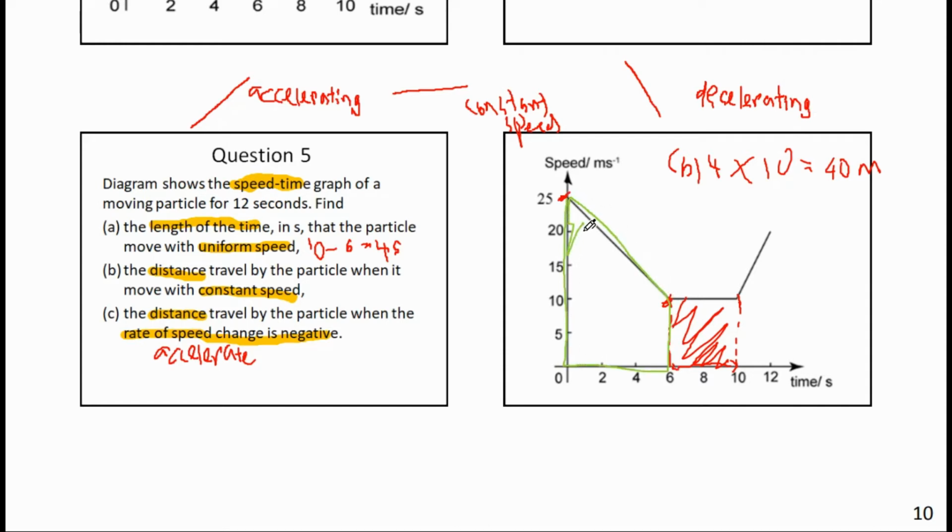So this is a trapezium. To find the area of a trapezium, the formula is 1 over 2 times the sum of parallel sides. So this and this. The length of this one is 25 plus this is 10. Then multiply with the height 6. Then you will get the answer 105 meters. This is for part C.